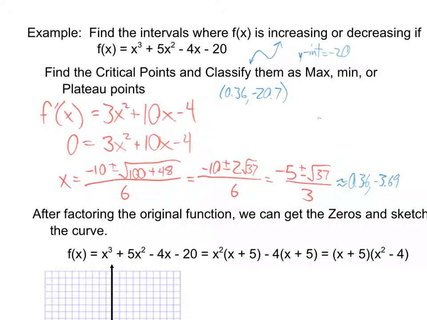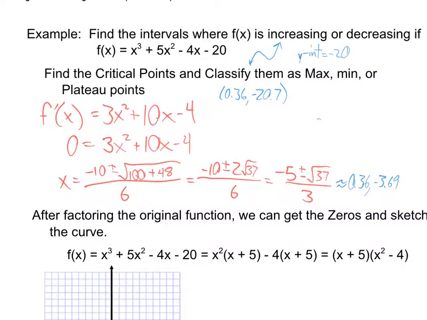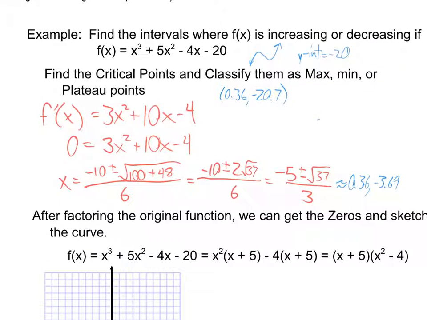We've got to reevaluate this function, and we get 12.6. So at negative 3.69, we have a positive 12.6. Now it seems as though those would be min points and max points.